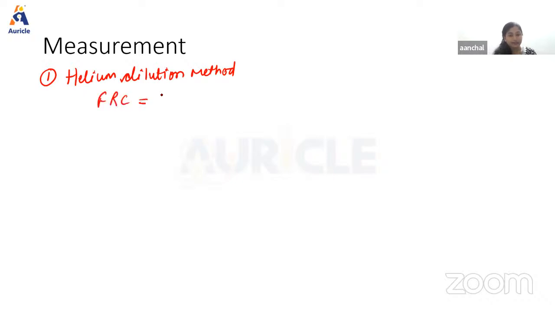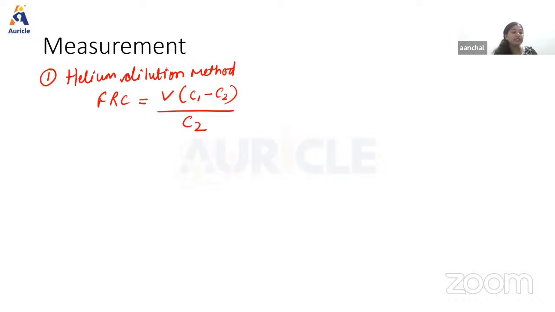using a formula known as FRC equals V (C1 minus C2) upon C2. Here C1 is the initial concentration of helium in the respirometer, C2 is the final concentration of helium present in the respirometer, and V is the initial volume of air present in the respirometer. So this is how we can measure it.